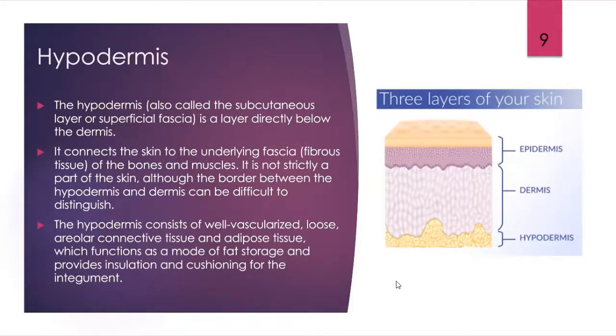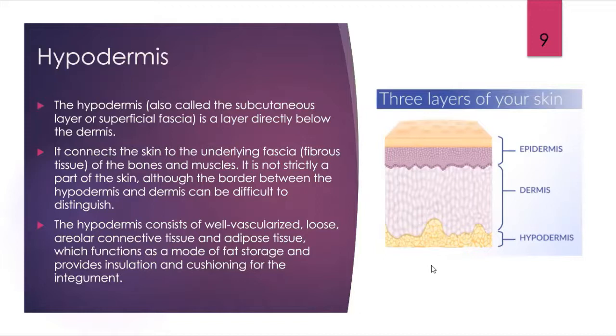Below the dermis, there is another layer, which is the hypodermis or subcutaneous fatty tissue. The subcutaneous fatty tissue is made of adipose tissue, and it is in this adipose tissue that fat deposition occurs. It acts as an anchor to connect the dermis, or the skin layer, to the fascia that surrounds the muscles and bone. As I said before, it is not strictly part of the skin.